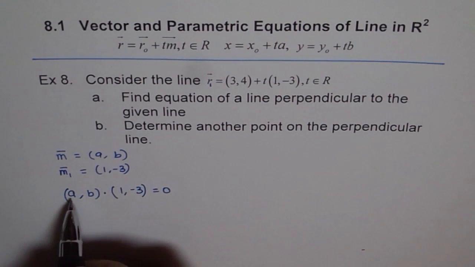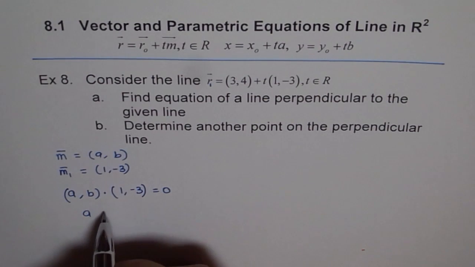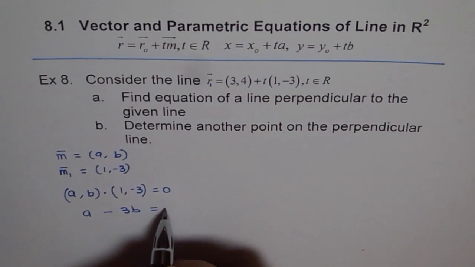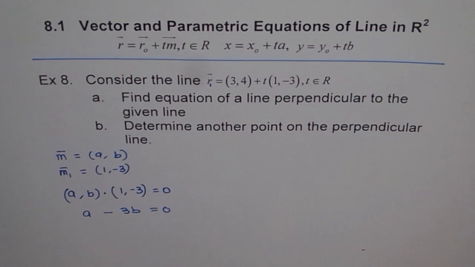So if we do that, we get a minus 3b equals 0. That is our dot product, and we have equated it to 0. Now we have two variables, a and b, and one equation, so it is not really possible to get a unique solution from it. Because the line is one parameter, one dimension, we can find a in terms of b. The simplest value which can make this 0 is if I say a equals 3b, then it is 0.